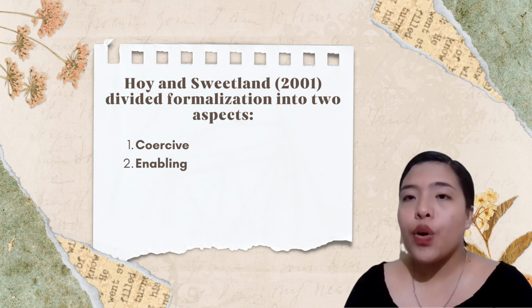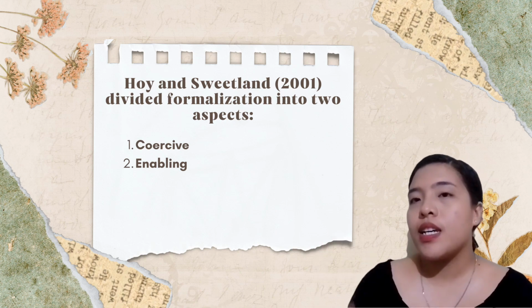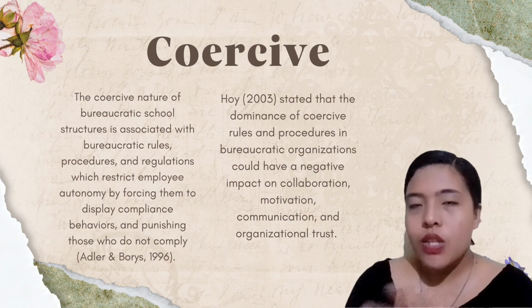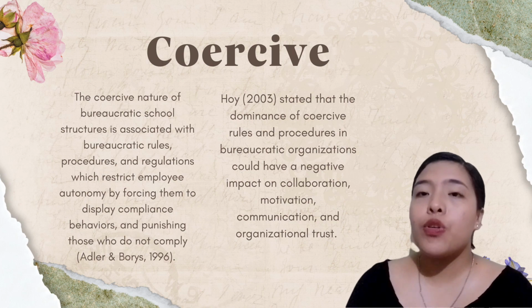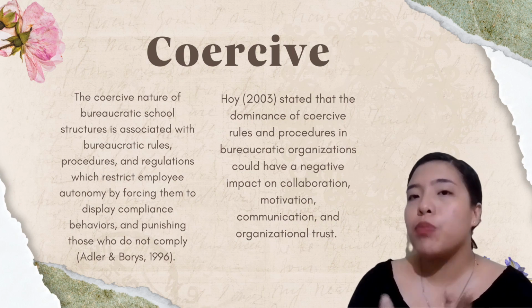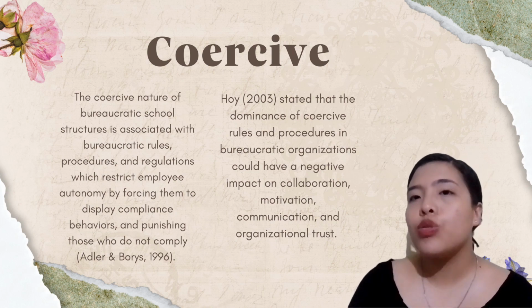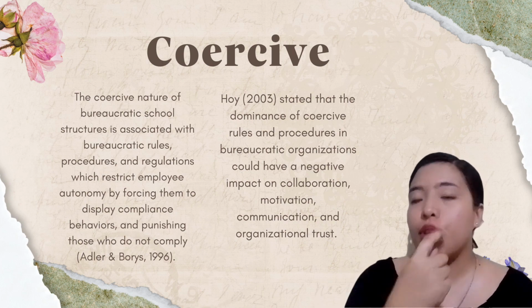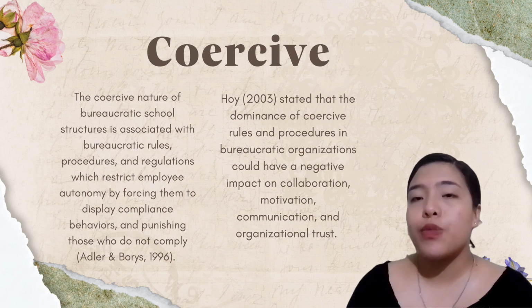In addition to that, Hoy and Sweetland in 2001 divided formalization into two aspects, coercive and enabling. So the coercive nature of bureaucratic school structures is associated with bureaucratic rules, procedures, and regulations which restrict employee autonomy by forcing them to display compliance behaviors and punishing those who do not comply, according to Adler and Borys in 1996.